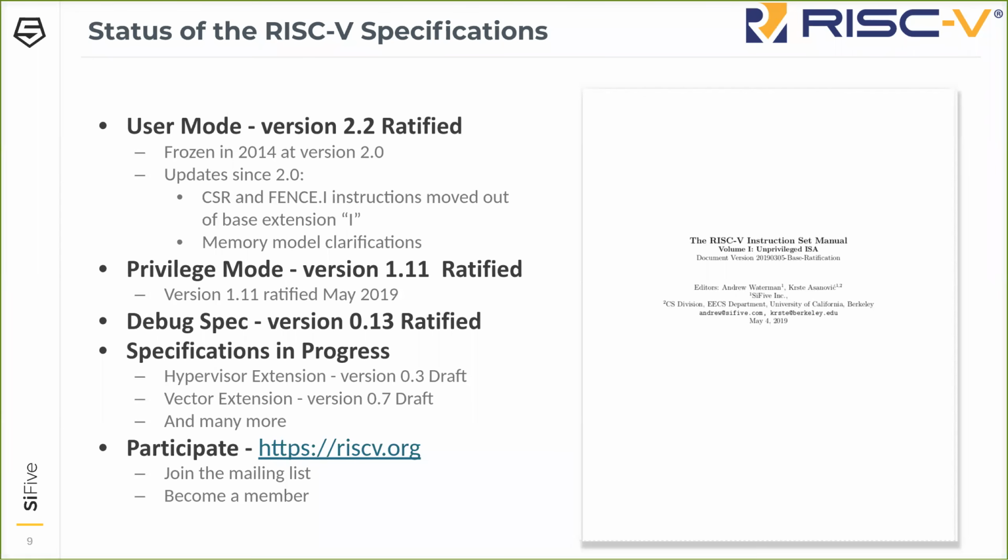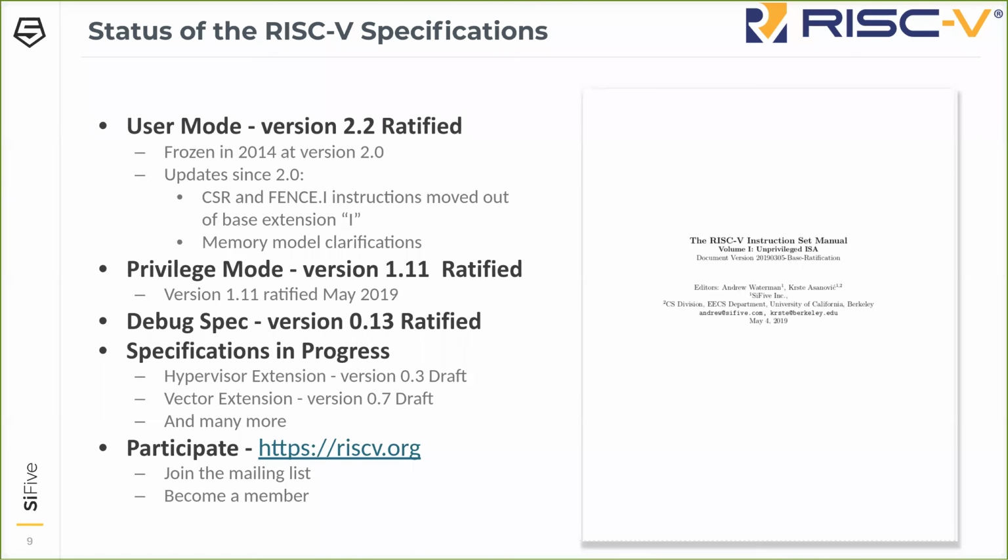In addition to these main specifications, there are a large number of additional specifications also in progress. Some major notable ones would be the hypervisor extension, which is currently in version 0.3 draft, and the vector extension, which is at 0.7 draft. And then there's many, many more.